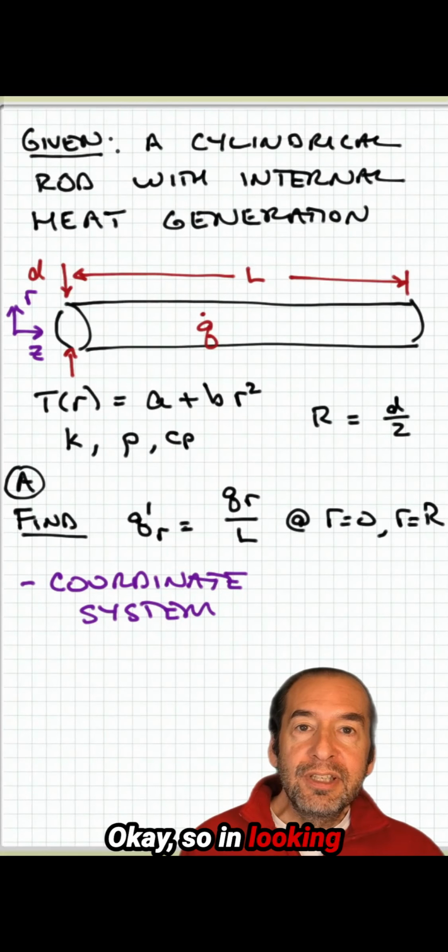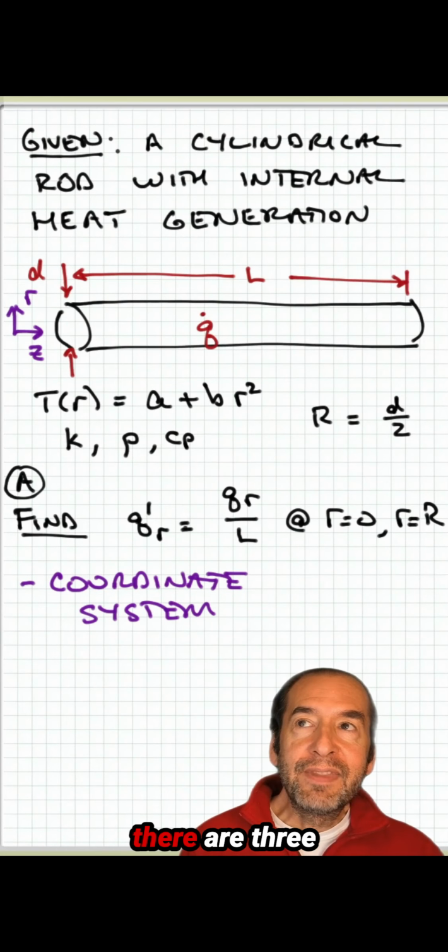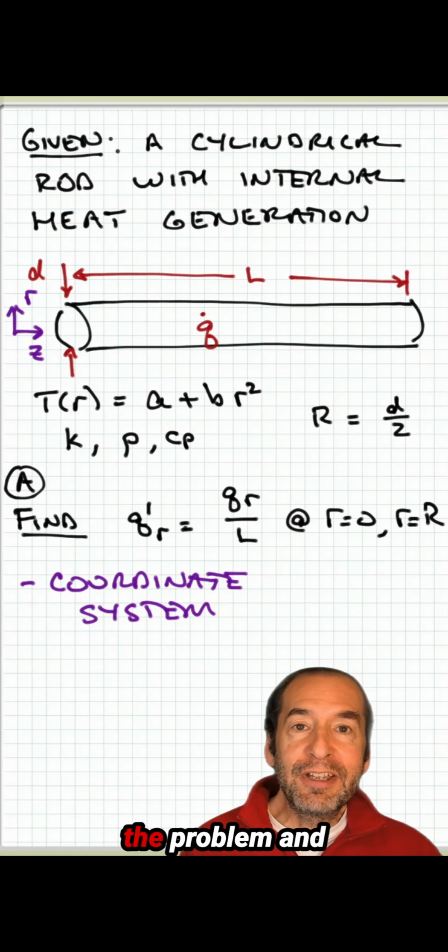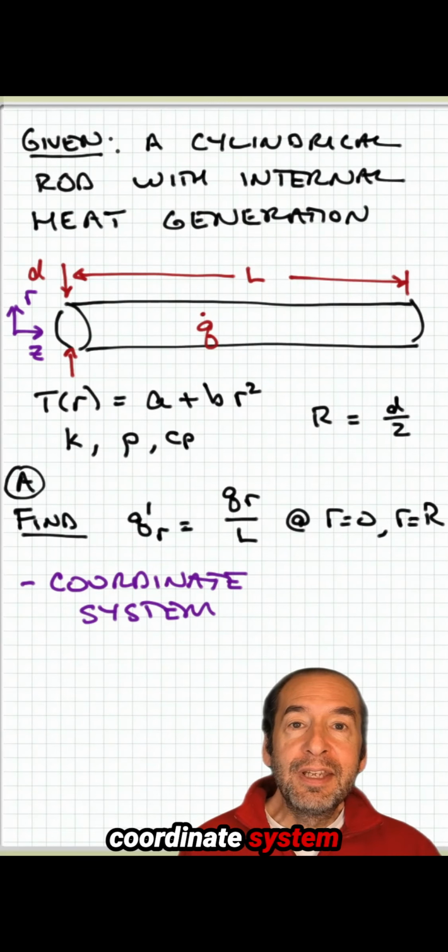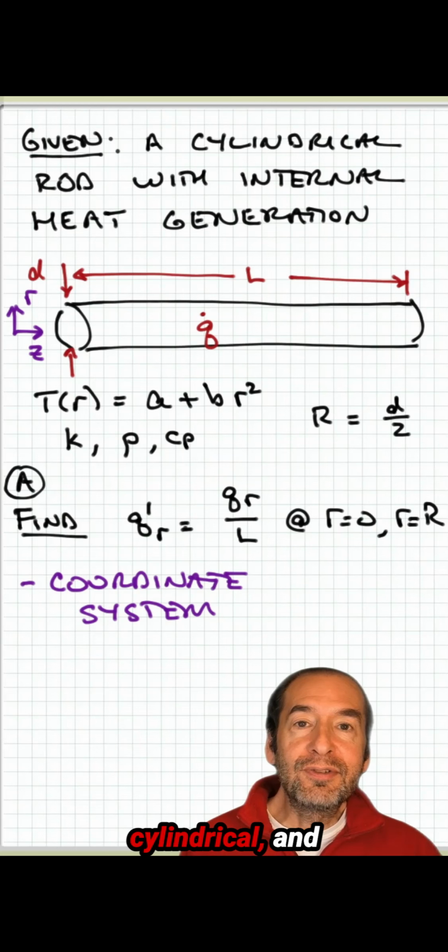Okay, so in looking at problems that deal with the heat conduction equation, there are three questions that we can ask that can help us to simplify the problem and reduce it into a form that we can solve. The first is which coordinate system is most appropriate. So our choices are Cartesian, cylindrical, and spherical coordinates. So maybe if you want, you could pause the video here and think about which coordinate system you would apply to this problem.